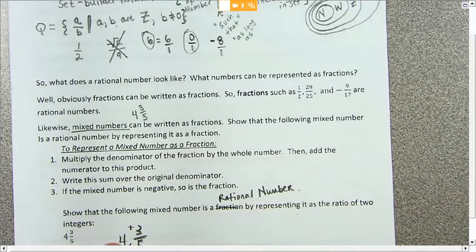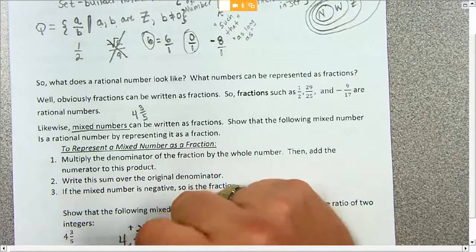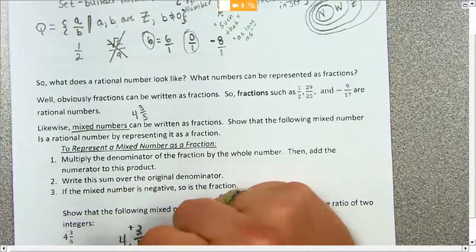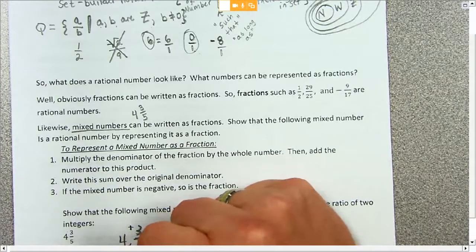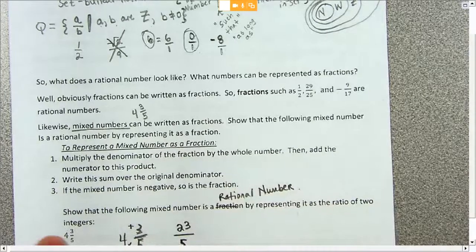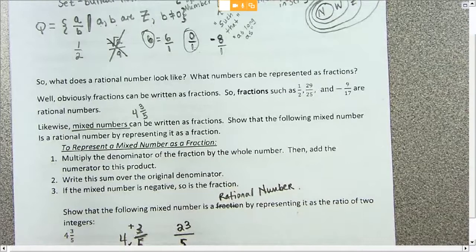So 5 times 4 is 20, plus 3 is 23. So I'm going to write 23 over the original denominator, which was 5. So I can write 4 3/5 as 23 over 5. Is that the answer? That's the answer. And because I am able to do this, this basically proves that that is a rational number, right? Because I can write it as a fraction.